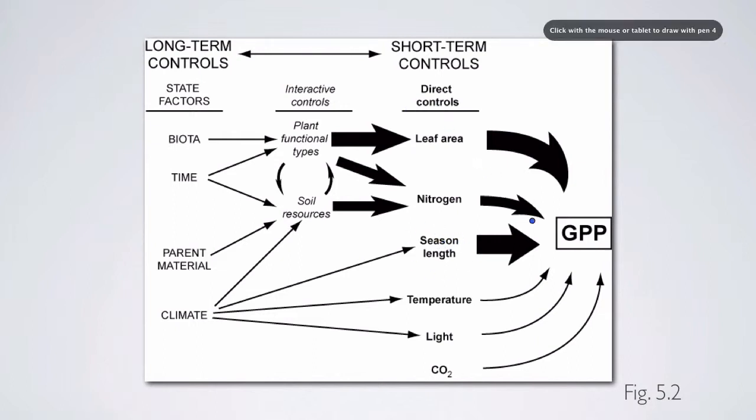So these are the direct controls, and directly, GPP is going to be determined by leaf area, nitrogen, and season length. Now, the interactive controls, what determines how much leaf area you have, or nitrogen, really has to do with plant functional types and soil resources. And those are the primary determinants of how much leaf area you have, for example. And again, on the state factor side, you can imagine how the biota, the potential biota, impacts what plant functional types you have. And ecosystem development also would determine how many soil resources there are.